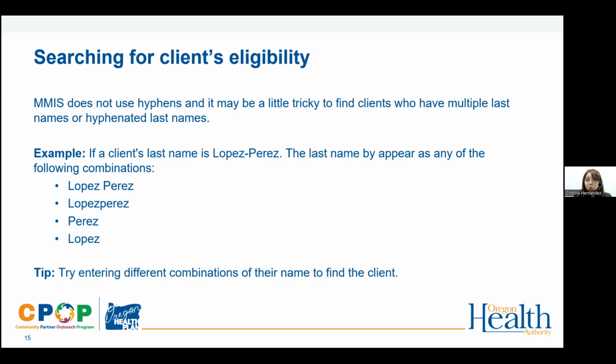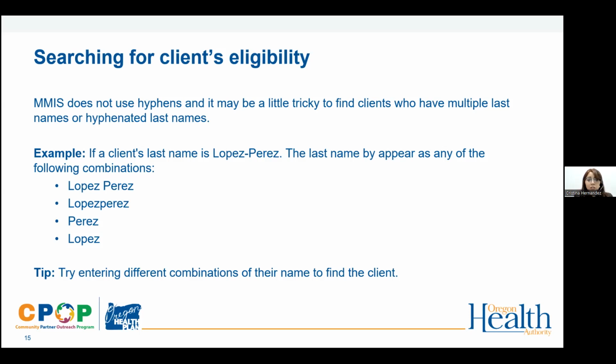Because I know that used to happen to me, where I was working with somebody and I knew they had OHP because I had helped them apply and I knew their benefits were active, but I was trying to find something like which CCO they were enrolled in. And then I couldn't find them in MMIS. It was because for some reason the way the name got exported from the one system to MMIS didn't completely match, so I had to play around with different combinations of the name.